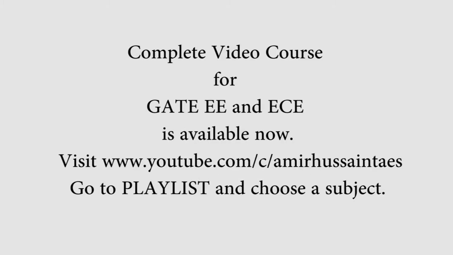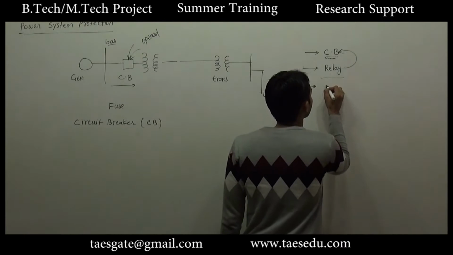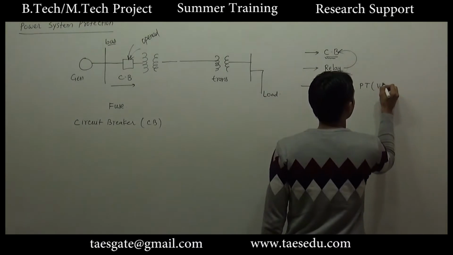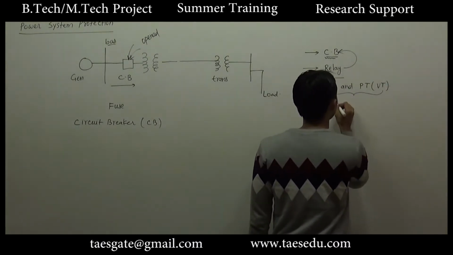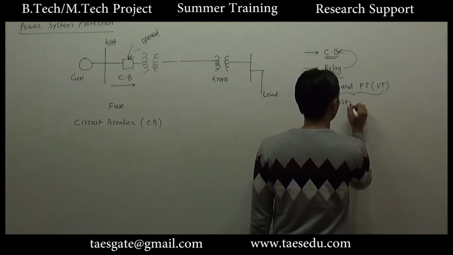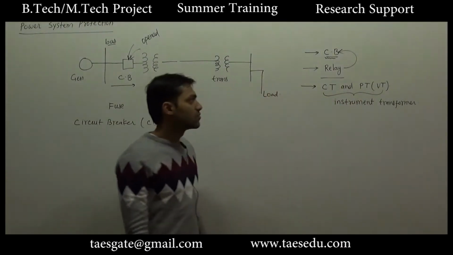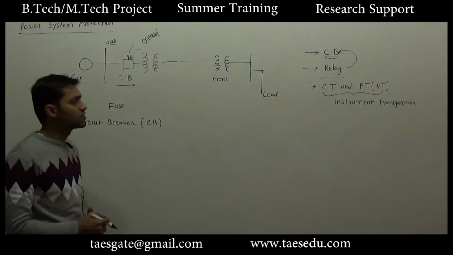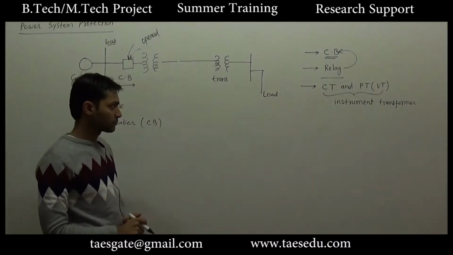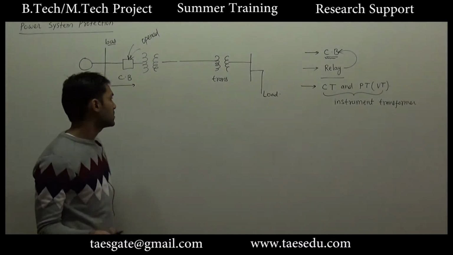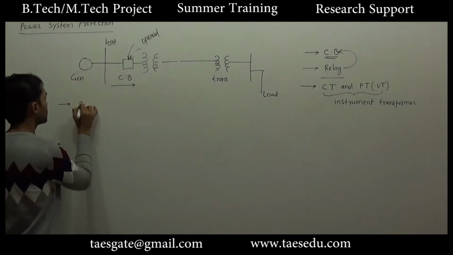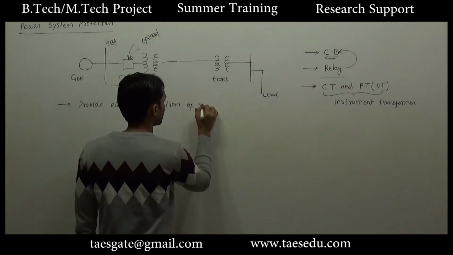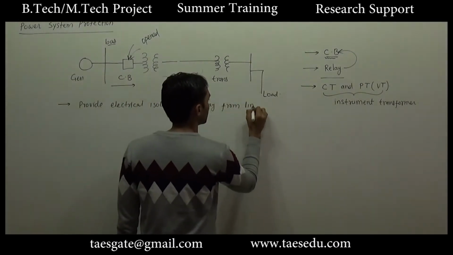Apart from the circuit breaker and relay, we have to study the current transformer and potential transformer or voltage transformer. These two are instrument transformers. We have already studied instrument transformers in measuring instruments. So what is the use of instrument transformers here? The first use is to provide electrical isolation of the relay from the line.